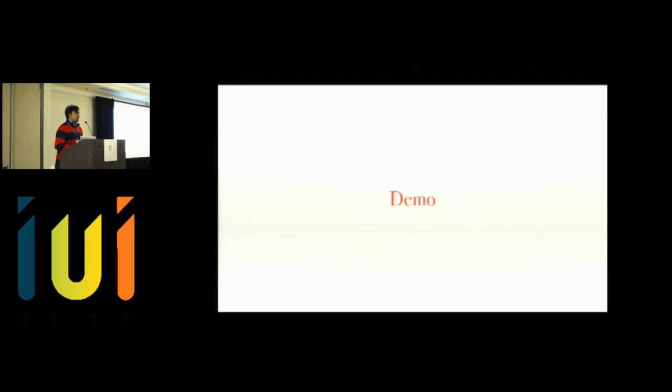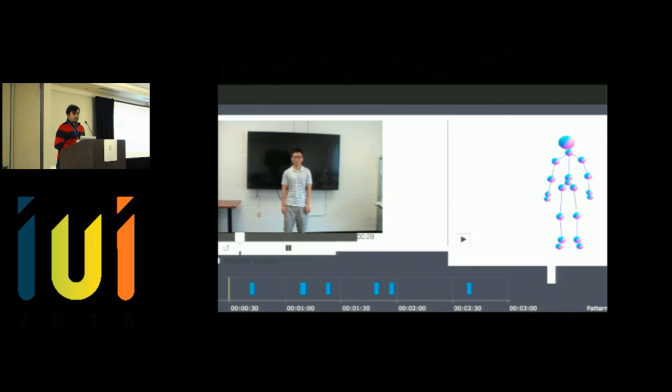Now let's see a demo. Here, you can see this person is giving a talk, and sometimes he scratches his hand. And the skeleton on the right is mimicking this pattern. And in the timeline, you can see where those patterns occurred.